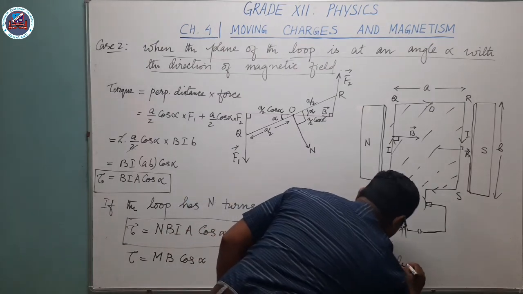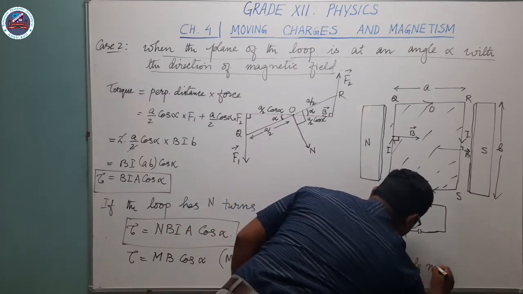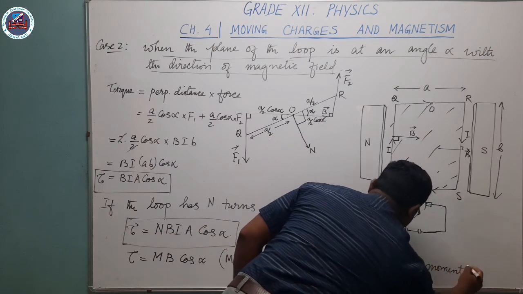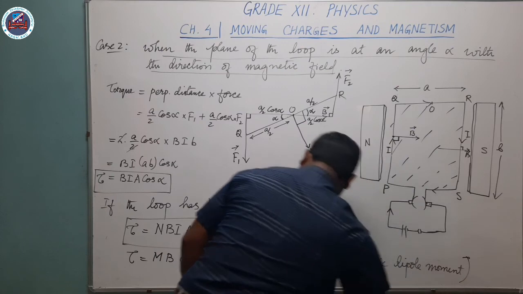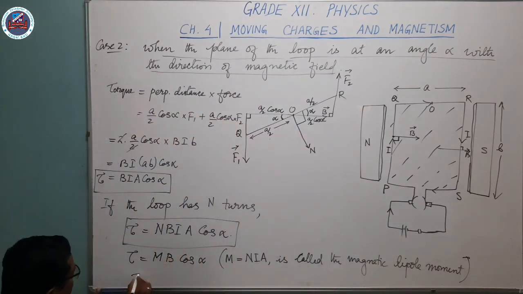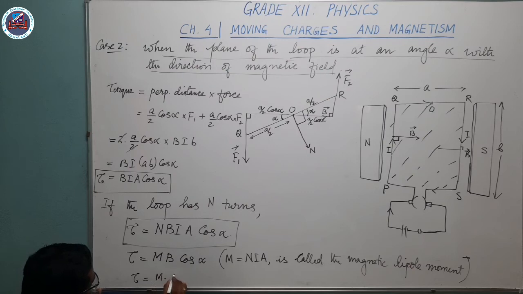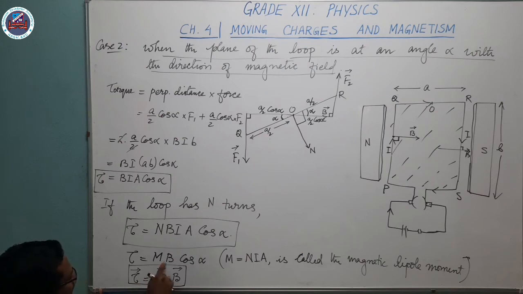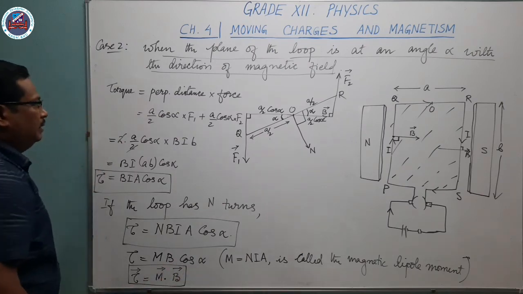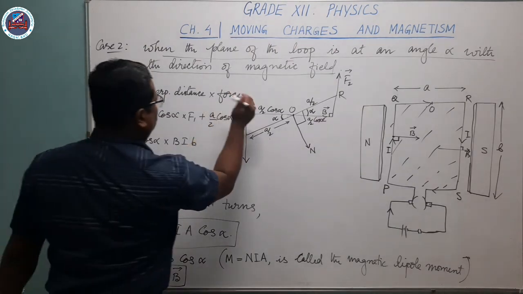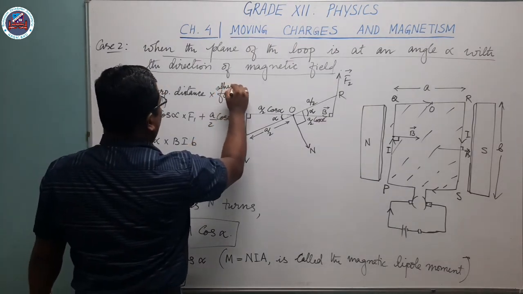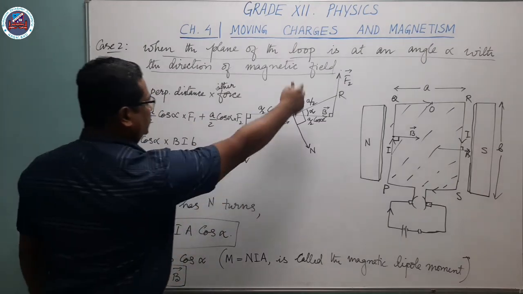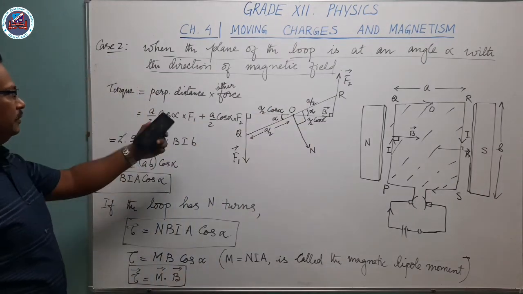Magnetic dipole moment. So in this case, you can write the torque expression as M dot B, the dot product of the magnetic dipole moment and the magnetic field. If you write it in vector form, M dot B is MB cos alpha. Now, this force means either force, any of the two forces F1 and F2. It can be either of the forces.